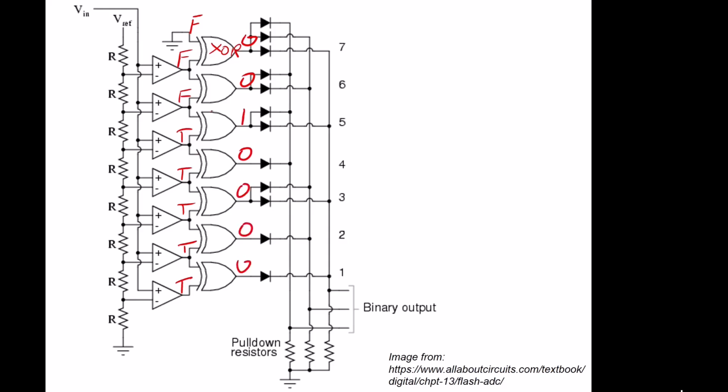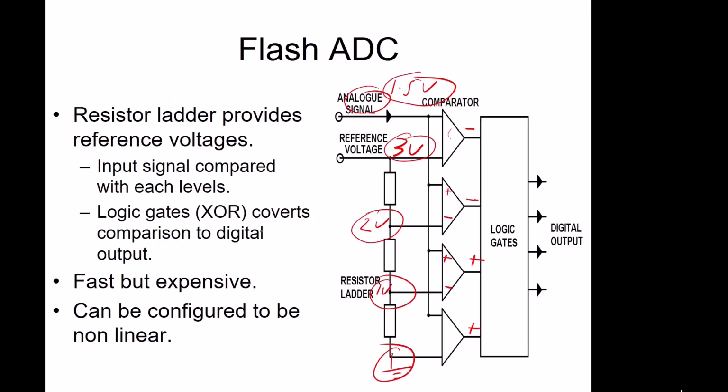So in this case, it would only be this one line that is activated, and this line connects to here and here. Therefore your output corresponding to this position would be 1, 0, 1, which equals 5 in this case. So it is a very fast way of digitizing, but it's also expensive due to the number of components you need.